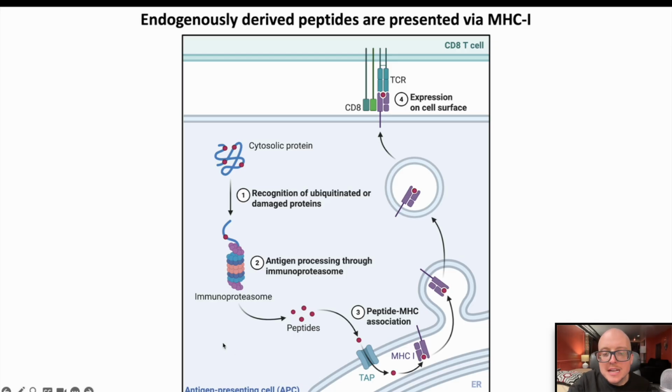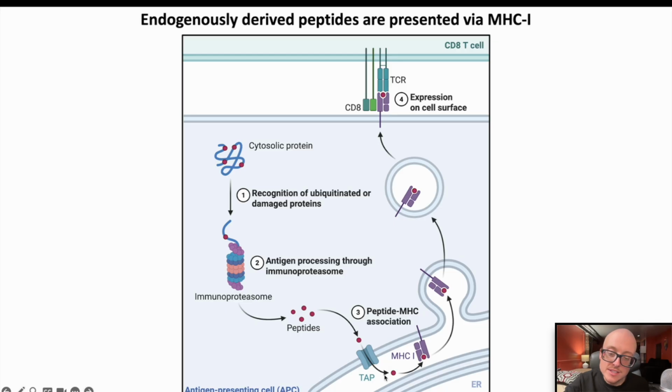So there's a specialized proteasome called the immunoproteasome that is going to degrade those ubiquitinated cytosolic proteins into small peptide fragments. Those peptide fragments are then going to be shuttled out of the cytoplasm into the rough endoplasmic reticulum, the lumen of the rough endoplasmic reticulum, through a transporter molecule called TAP.